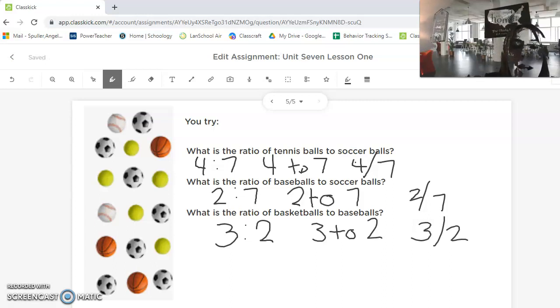Now, what if I ask about how many soccer balls compared to how many there are altogether, total balls? Well, the soccer balls are 4, 5, 6, 7. And I would have to count them all. 1, 2, 3, 4, 5, 6, 7, 8, 9, 10, 11, 12, 13, 14, 15, 16, 17. Notice that when I counted, I included the soccer balls. So it's showing that out of all the balls, 17, 7 are soccer balls.